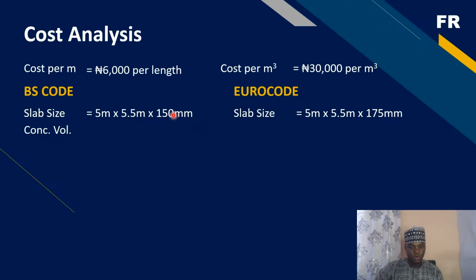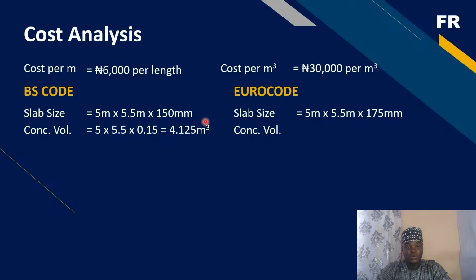So the next thing is the concrete volume, the volume of concrete. So based on this size, the volume of concrete is expected to not be the same, because of the slab size of 5 meters by 5.5 meters by 0.15. So this one is going to give us a volume of 4.125 meter cube. Then for the Eurocode, the volume of concrete based on the design is going to be 5 by 5.5 by 0.175. So this will increase the volume of concrete to 4.8125 meter cube. So you can see that the volume of concrete from the BS code is slightly lower.